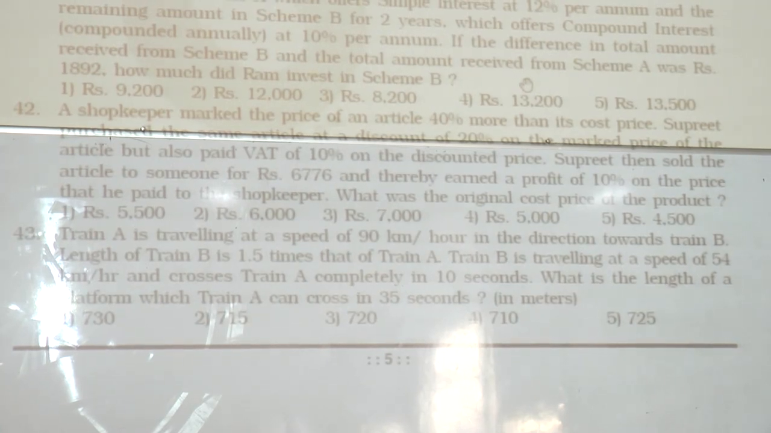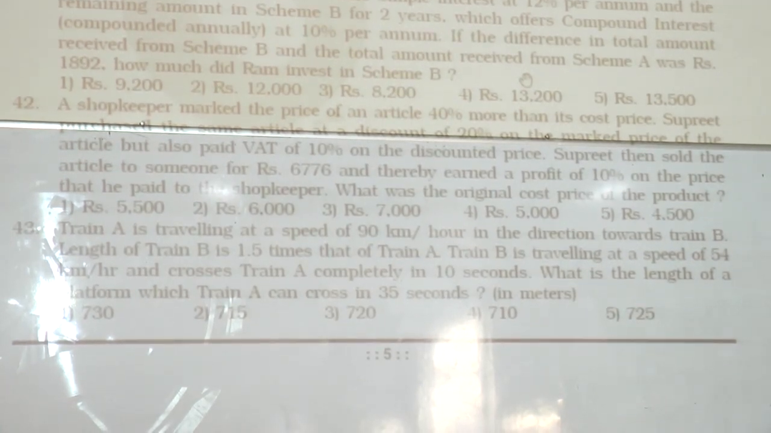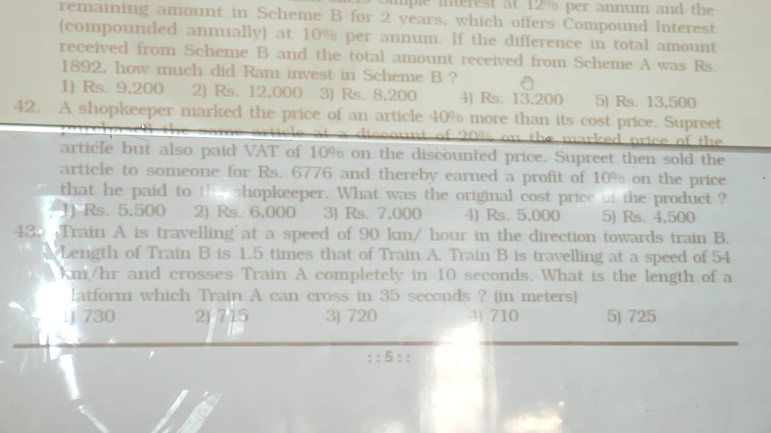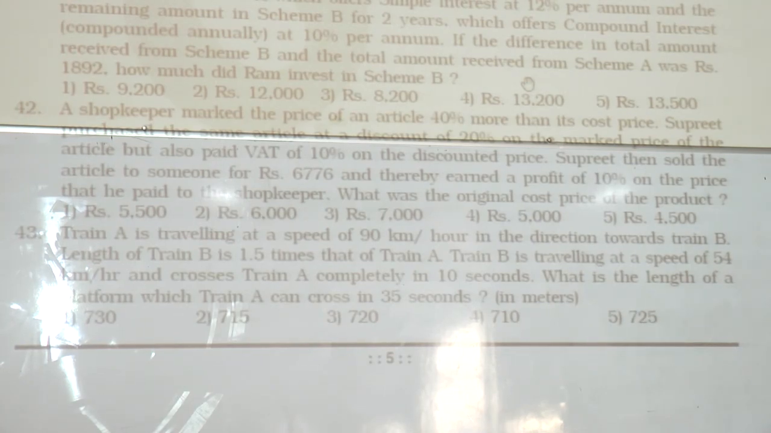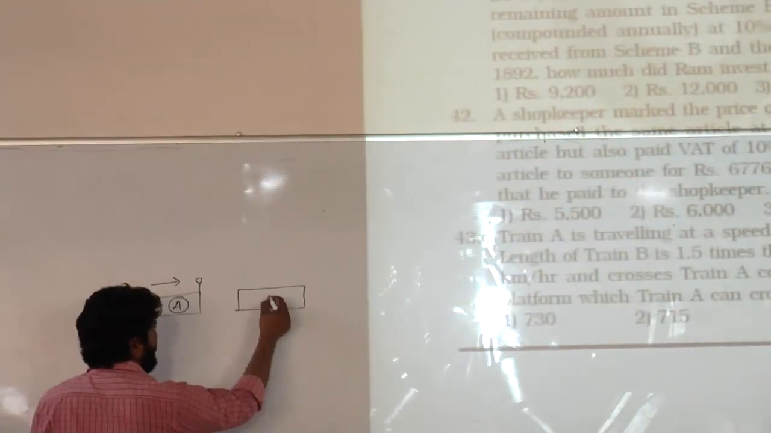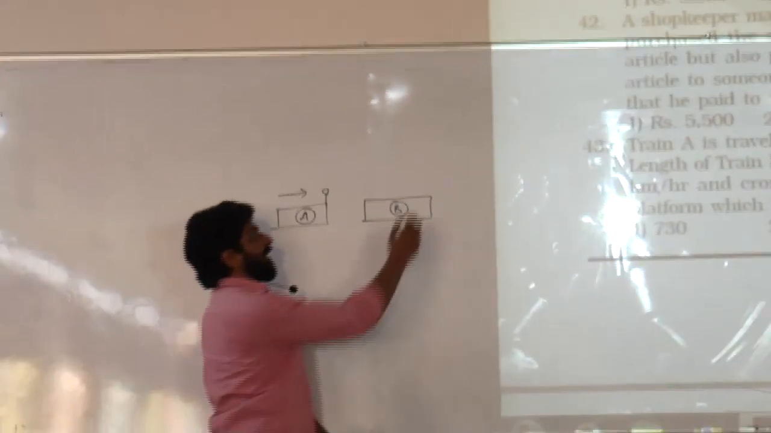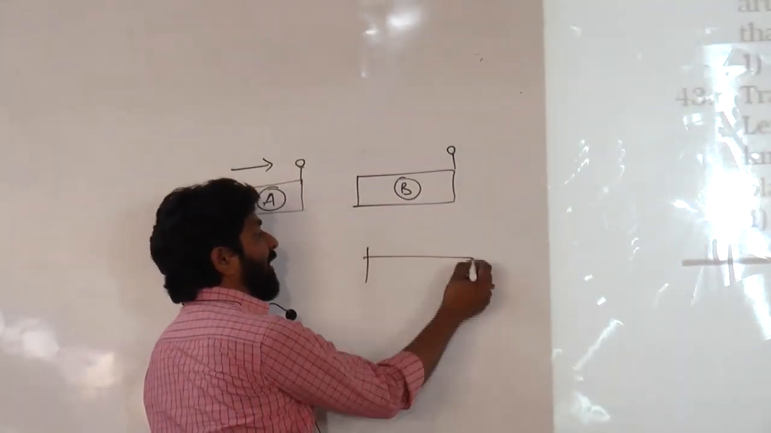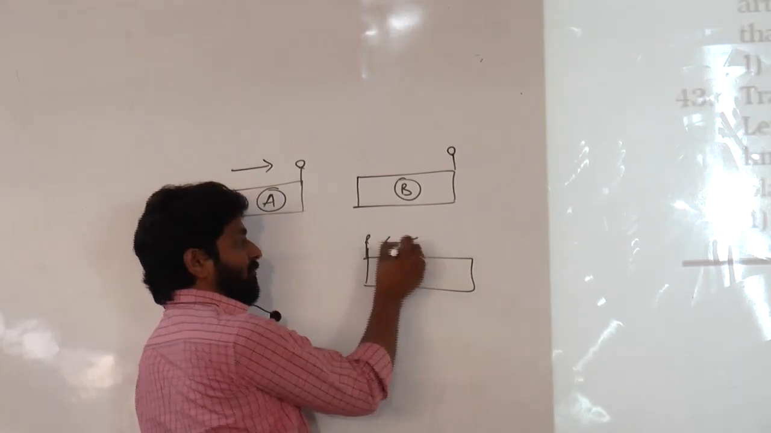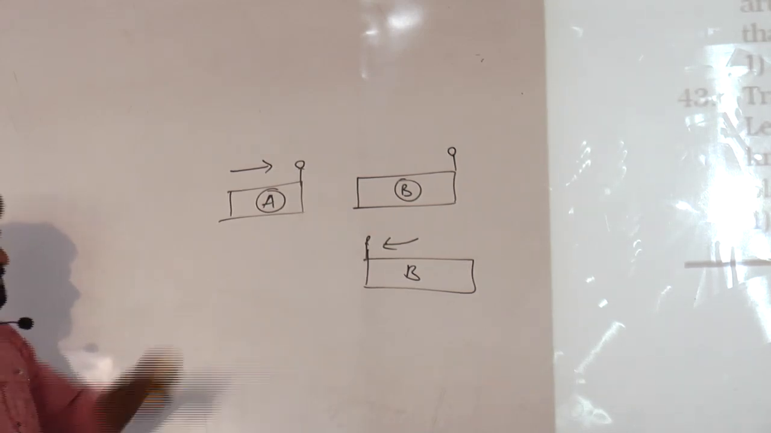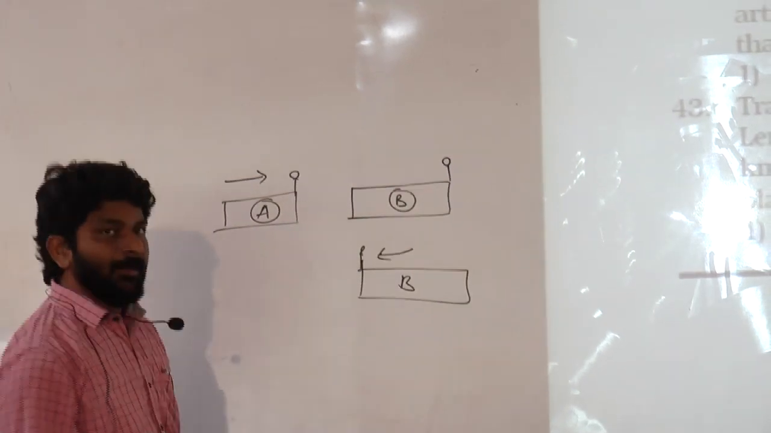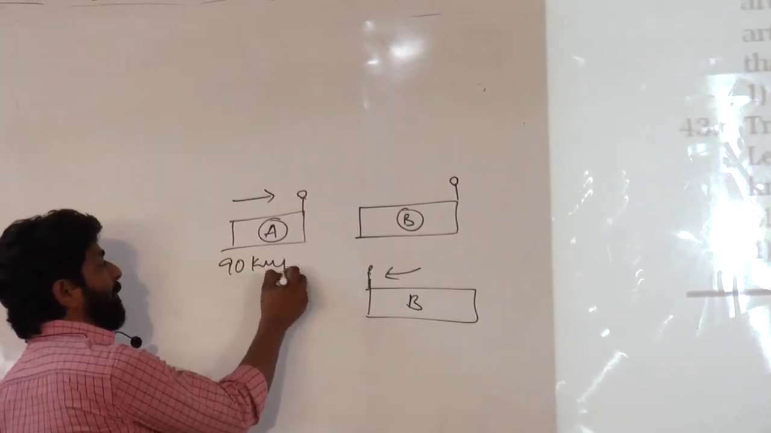Now tell me, in which direction are both train A and train B moving? Opposite. How can you confirm that? They said train A is moving towards train B. Train B can move in the same direction, or train B may be coming from the opposite direction also. Crossing or overtake is not the major condition. I'll tell you the condition. What is the speed of train A? Right, 90 km per hour.